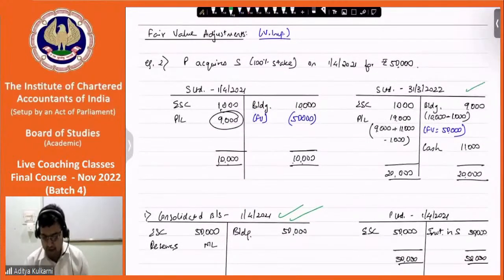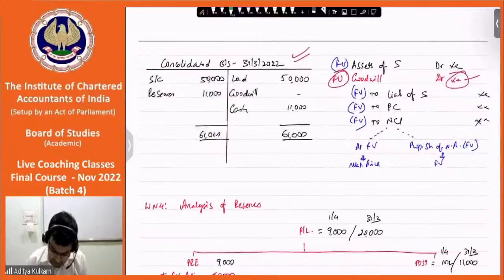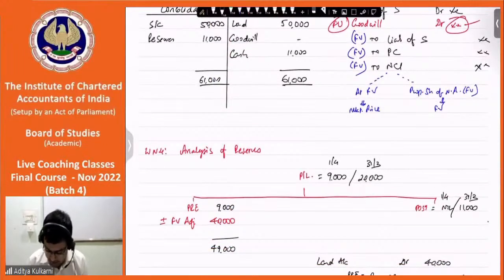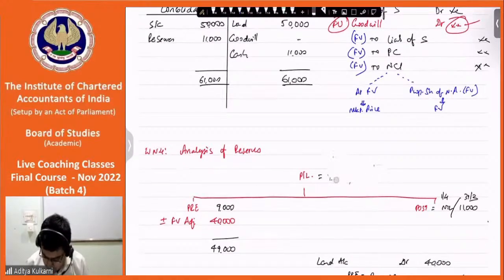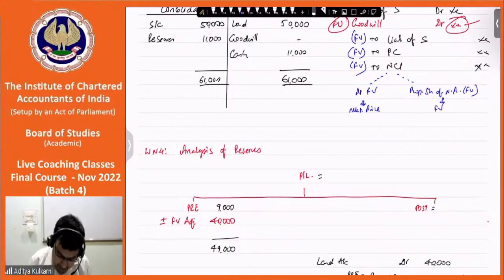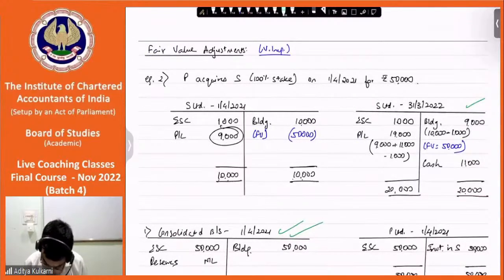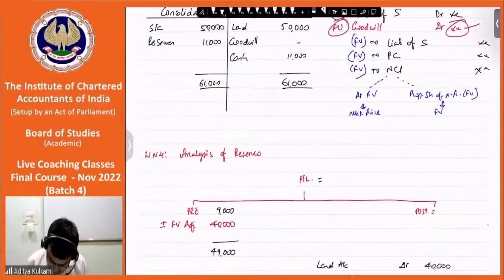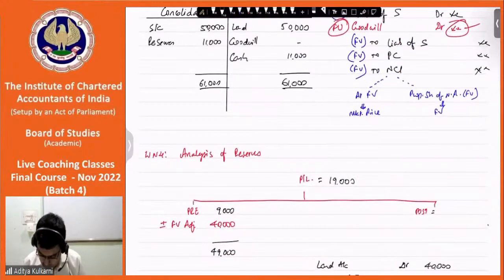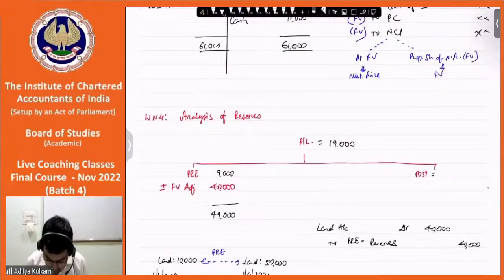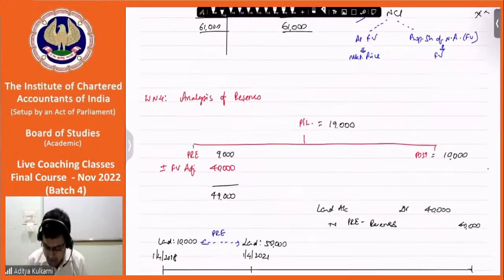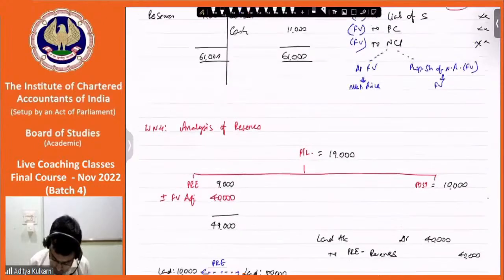Where S Limited's balance sheet looks like this. Okay. And now I will prepare the workings, analyze the reserves, and let us check how the things move ahead. Okay. Now the P&L balance of the subsidiary is how much? The P&L balance is 19,000. So out of this, 9,000 is pre. So post will be 10,000.